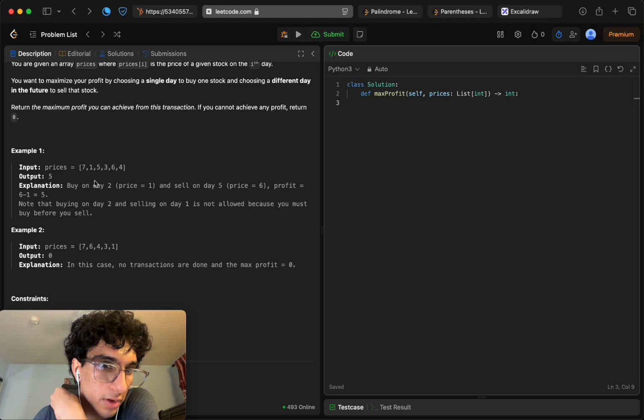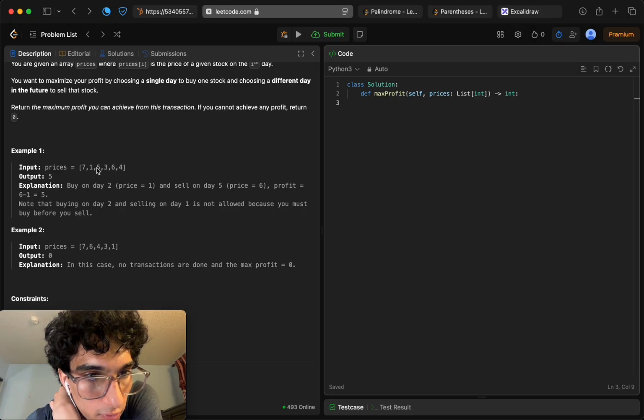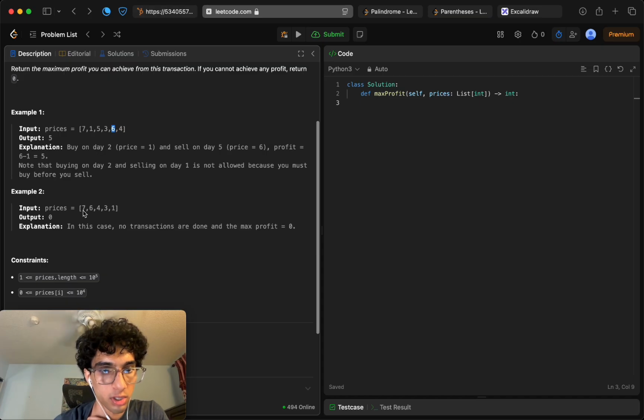And the first example, we have the input array 7, 1, 5, 3, 6, 4, and the output is 5. So where did they get that? Okay, so they bought it at 1, and then they sold it at 6. Okay, and the second one, there's no output. There's no profit.